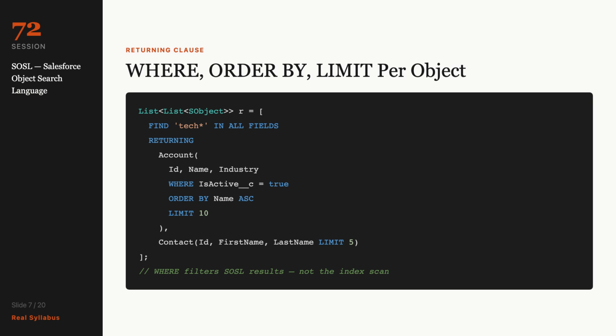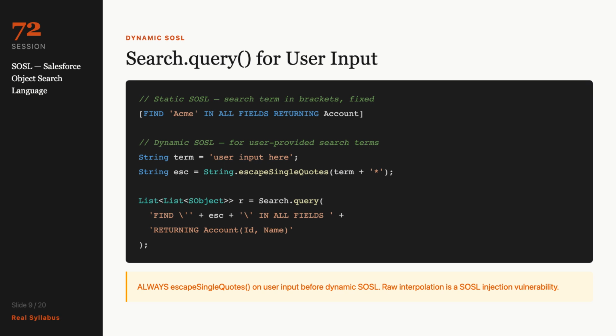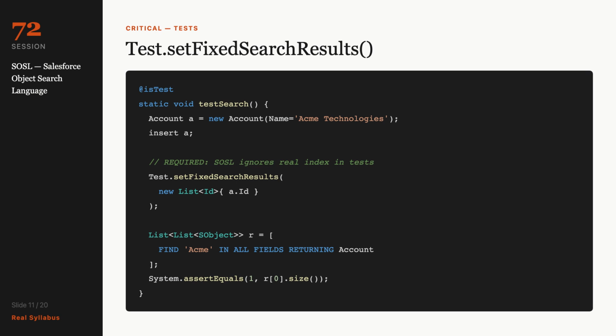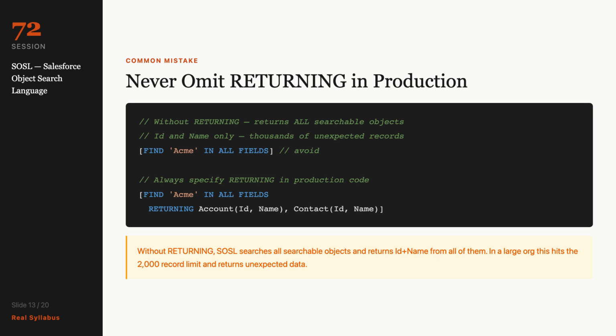The first thing to internalize about SOSL is the return type. SOQL returns List<SObject>. SOSL returns List<List<SObject>>, a list of lists. Each inner list corresponds to one object in the RETURNING clause. Index 0 is the first object, index 1 is the second, and so on. This is the most common source of SOSL bugs in code reviews.